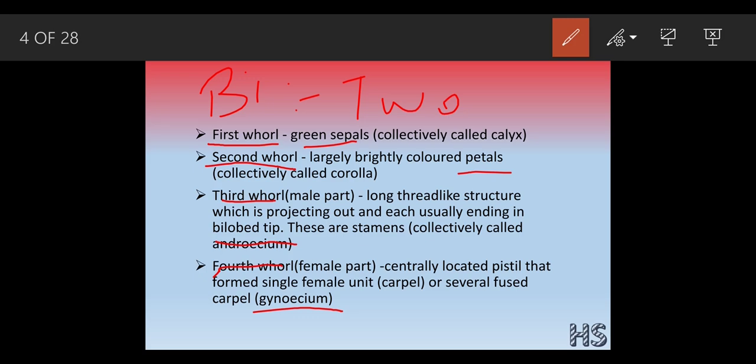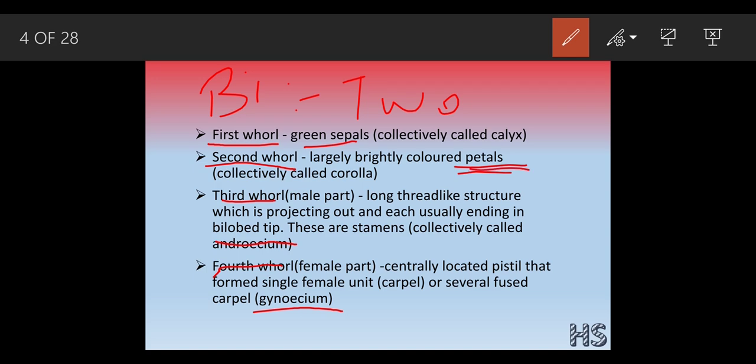The second part, that is the petals. You have already studied or heard about this word in your lower standards. Petals, like rose, the color of the rose is red. We can remove that red colored part. That red colored part is called petals. In sunflower, it is yellow in color. Water lily, it is white in color. So they are nothing but the petals.